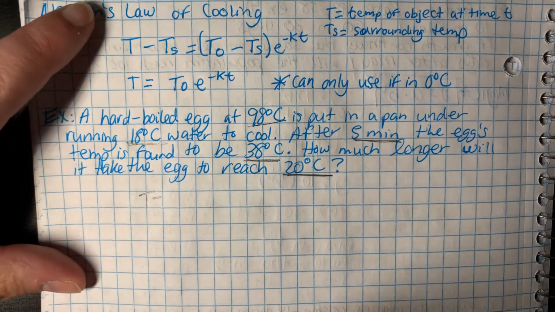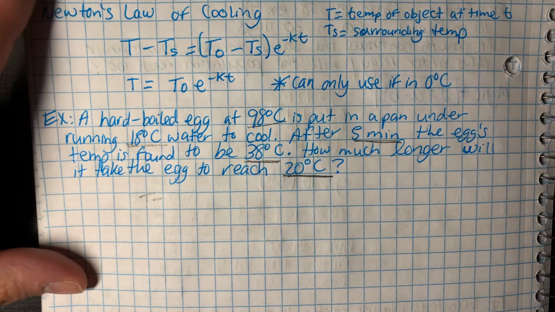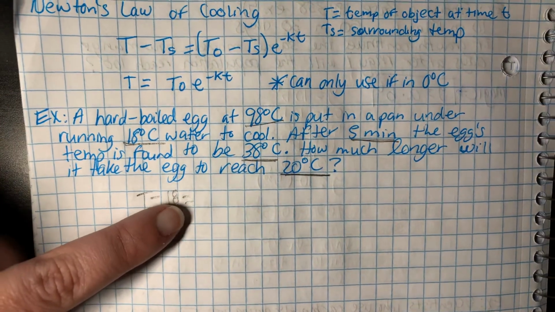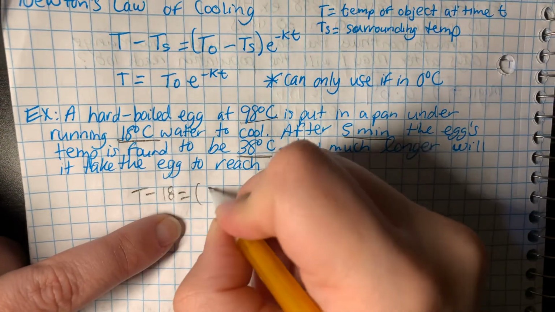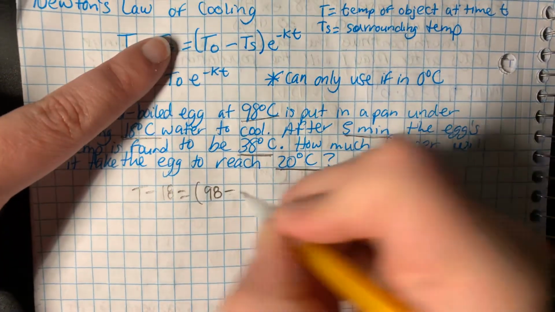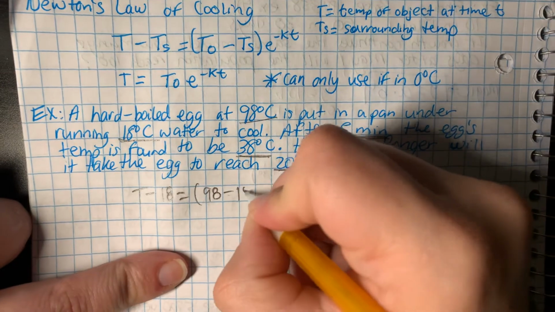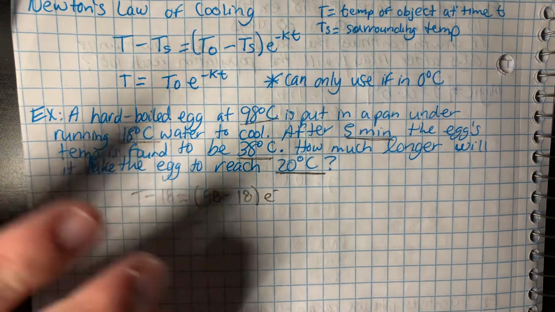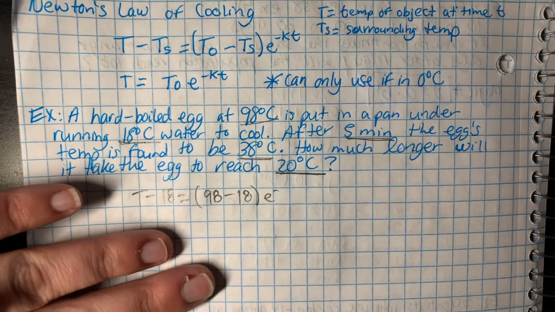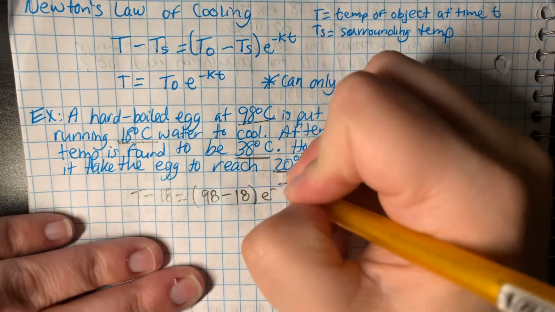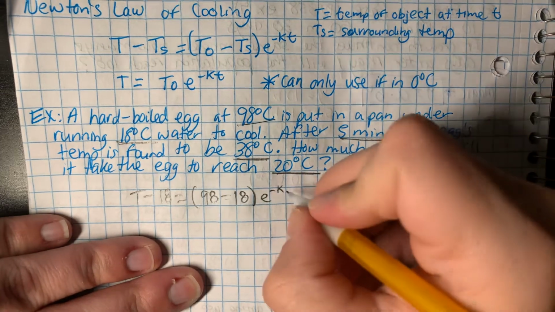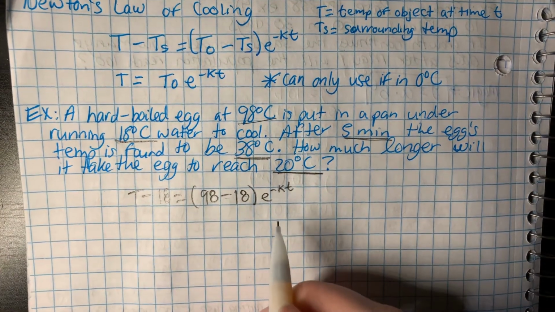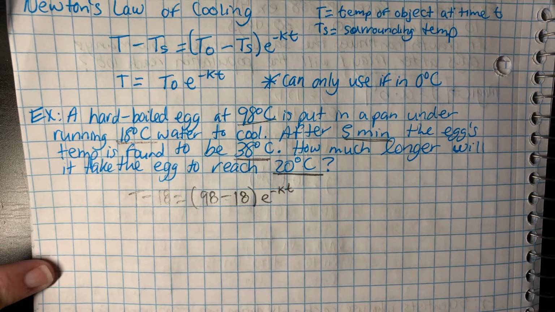Our Ts, our running water, was 18 degrees. And that got us from 98, our initial amount, minus 18. We don't know what our K is, and we don't know what our time is. This is just the original equation with all the information we know.